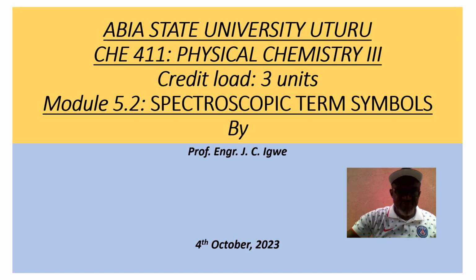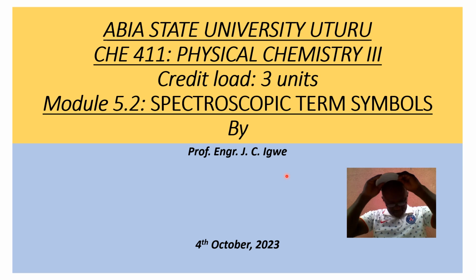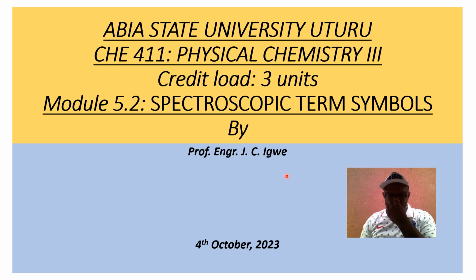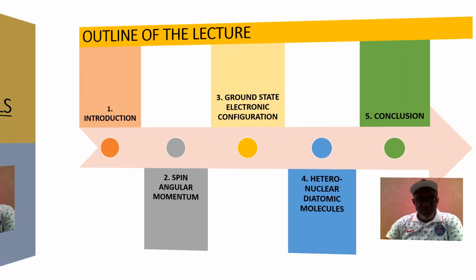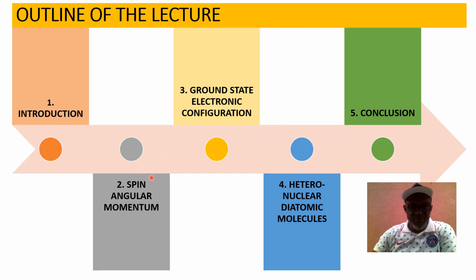We're back. Module 5.2, CHE 411 Physical Chemistry 3, Spectroscopic term symbols. You need to pay serious attention to this module. It's very important, and I'm very sure that there is no exam you will write where you will not see at least one or two questions from this particular module. We'll look at introduction, spin angular momentum, ground state electronic configuration, heteronuclear diatomic molecules, and we'll conclude.